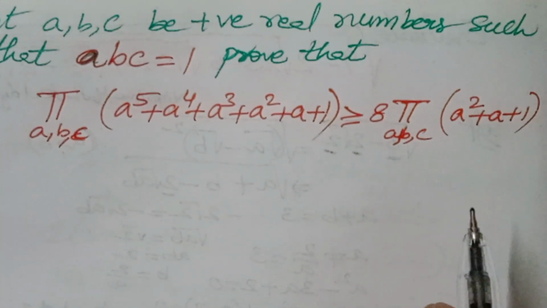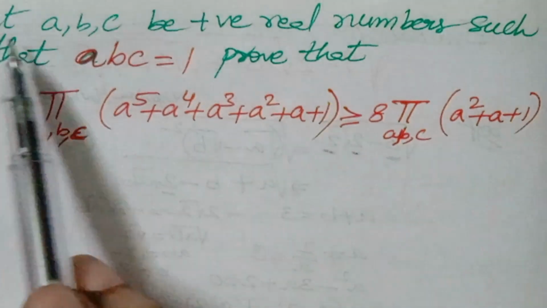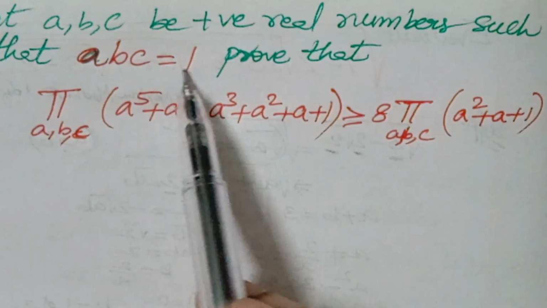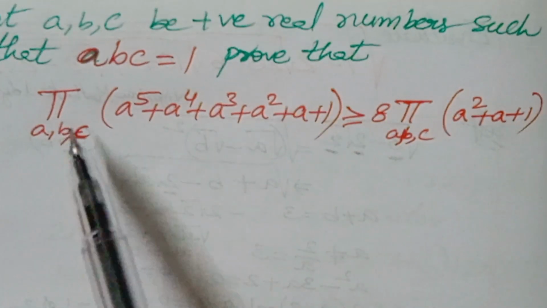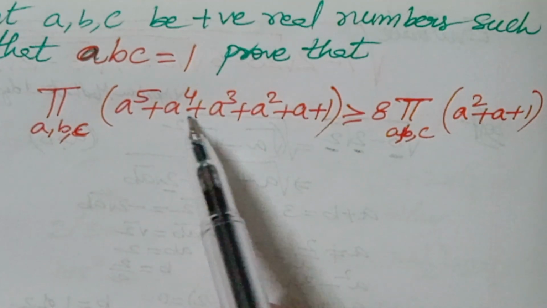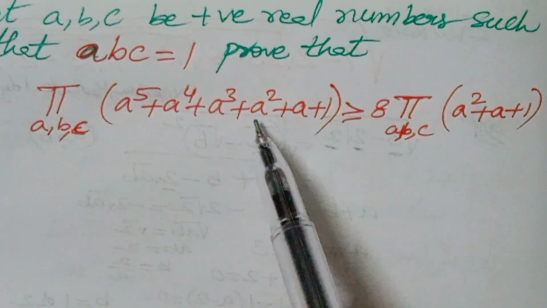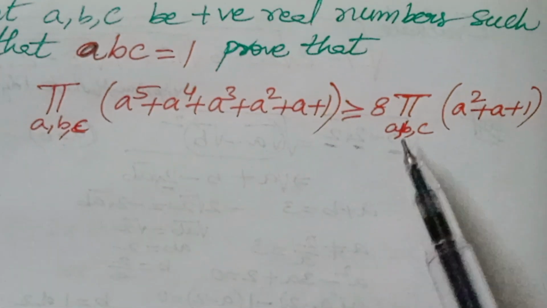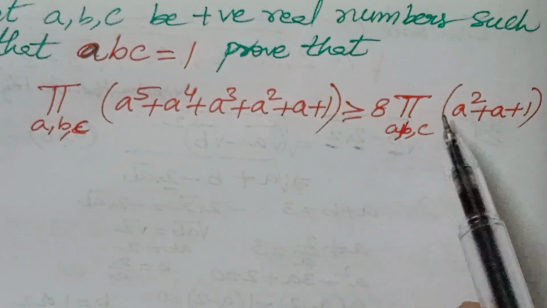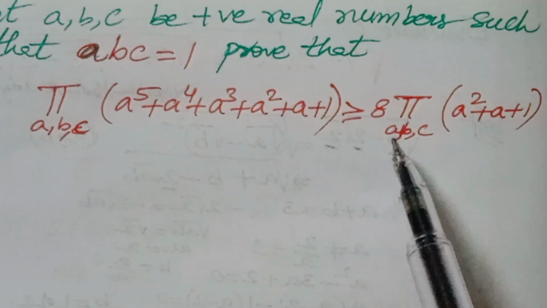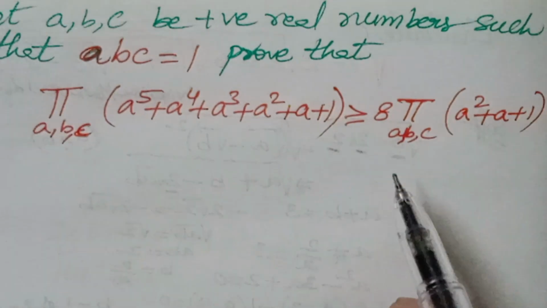Today we are going to see one Olympiad problem. The question is: let a, b, c be positive real numbers such that abc is equal to 1. We have to prove that the product of a to the power of 5 plus a to the power of 4 plus a to the power of 3 plus a to the power of 2 plus a plus 1 is greater than or equal to 8 times the product of a squared plus a plus 1. Here we are having three variables a, b, c.